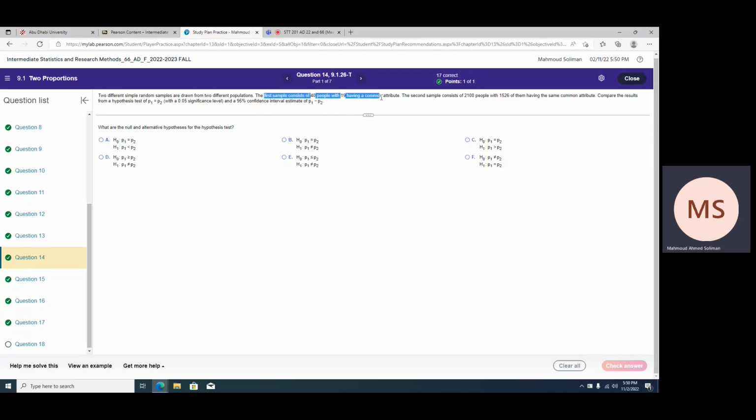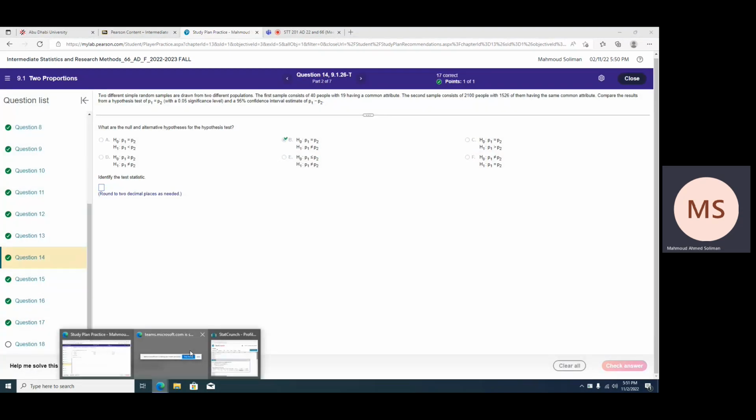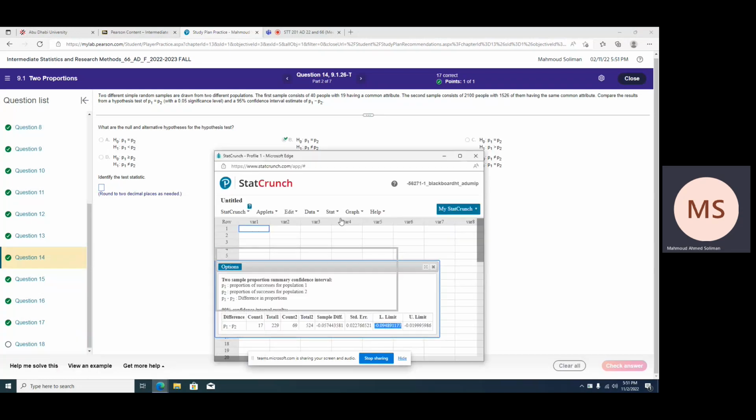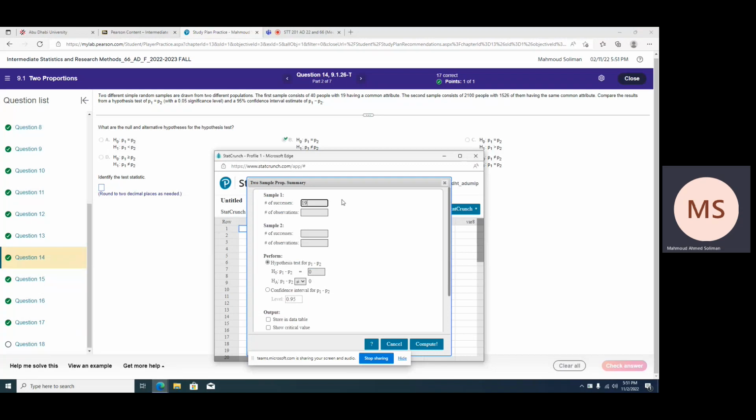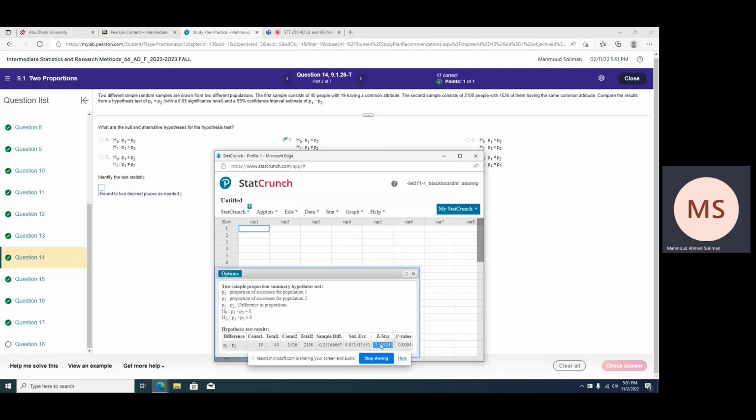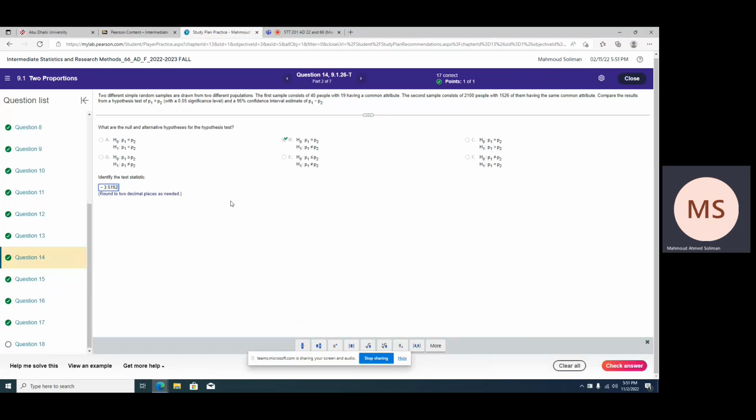So we have first sample, second sample. The hypothesis test says P1 equals P2, so not equal. First, this B. So for the test statistic, go here, close this. Two proportions, sample summary. Sample 1: 19, then 40. Second sample: 15, 26, and 2. Good. Copy these, start, put it to round up.